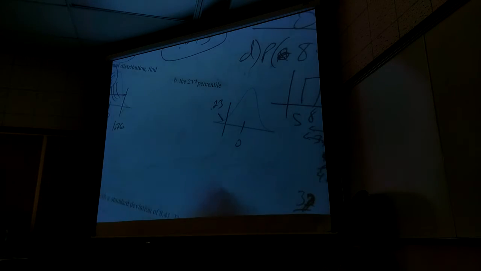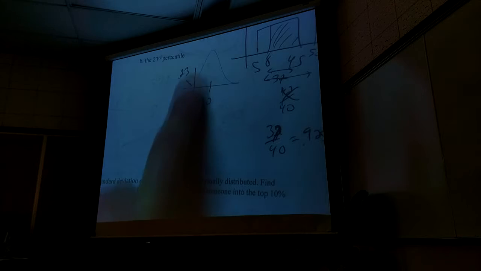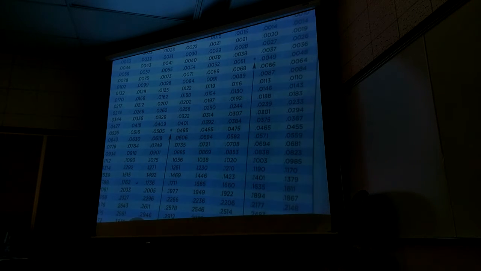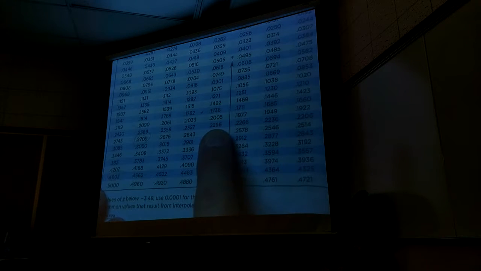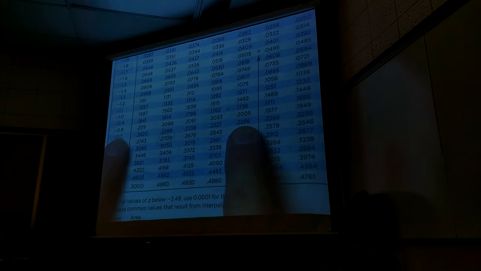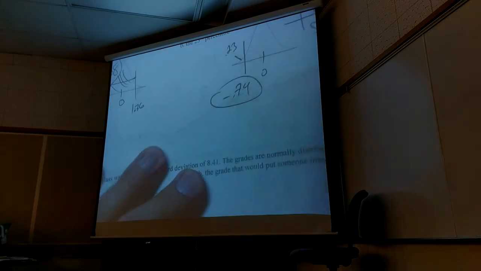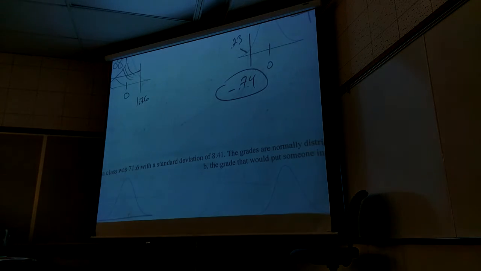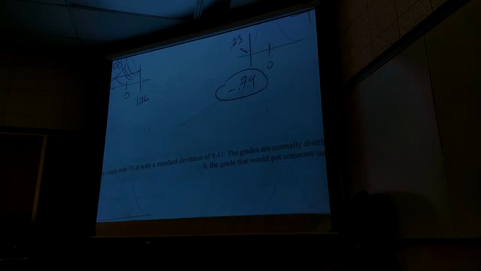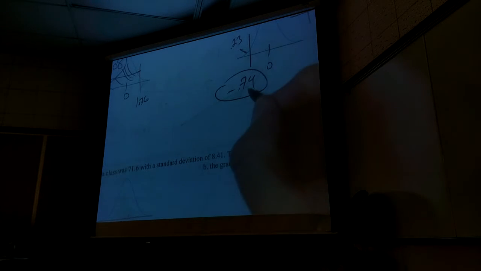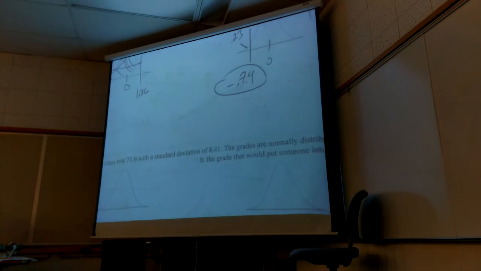And I know it's negative, isn't it? Because it's down here. So 0.23, the closest I can get could be this. And that would be a z-score of negative 0.74. Done. It's not another decimal point, but all right.